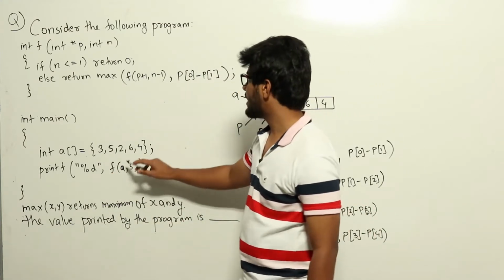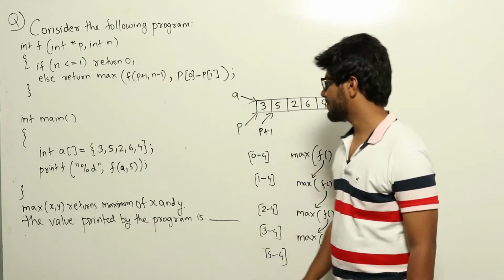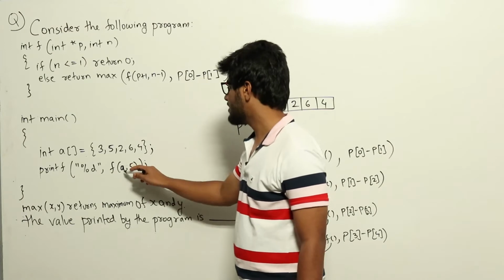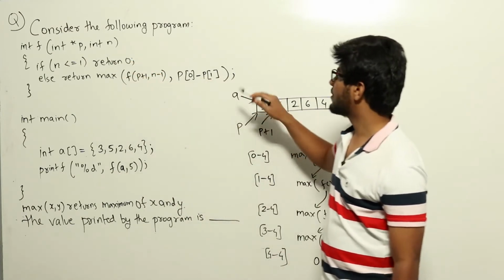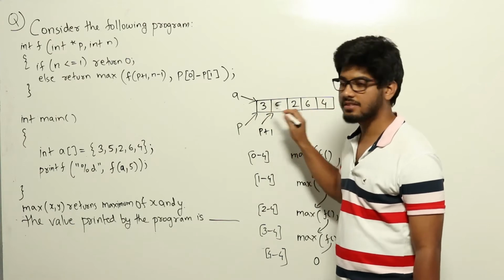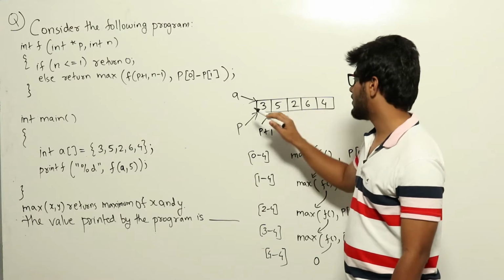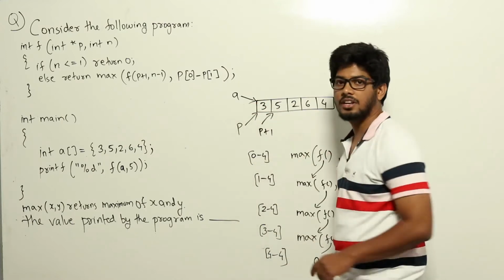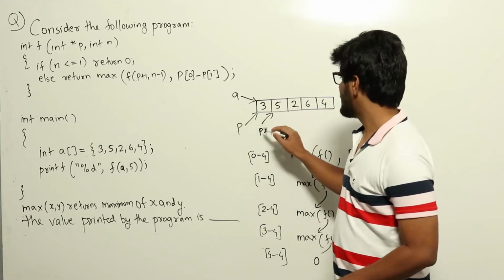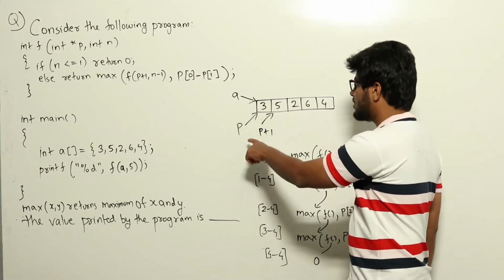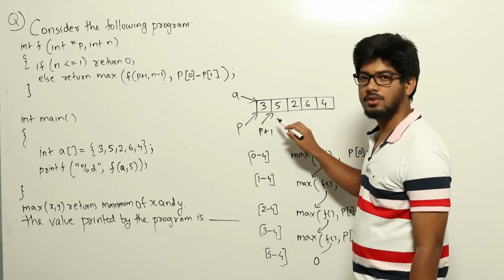Now we are passing A to this pointer P. A and P will be the same thing because A was the starting address of the array, right? So P will also contain the same address as the starting address of this array, which means that A and P are now pointing to the same array, the beginning of the array. Now if P is pointing to the beginning of the array, P plus 1 will also be a pointer pointing to the first element of the array. P plus 2 will point to the second element of the array, etc.